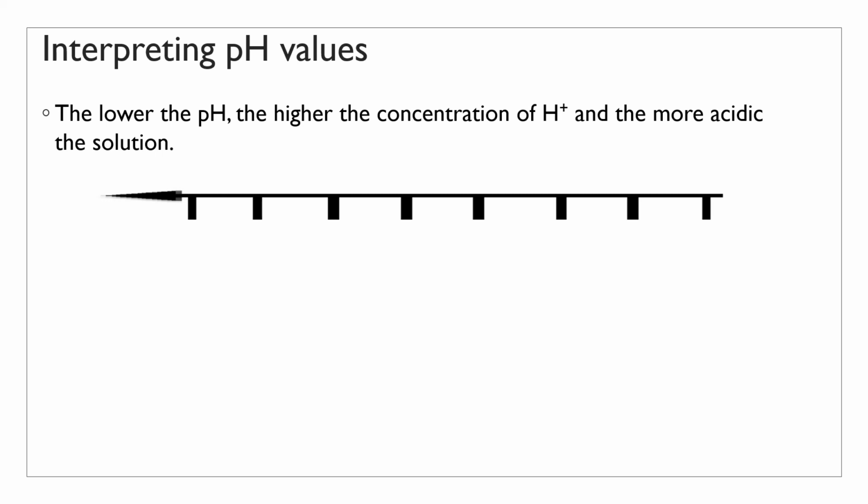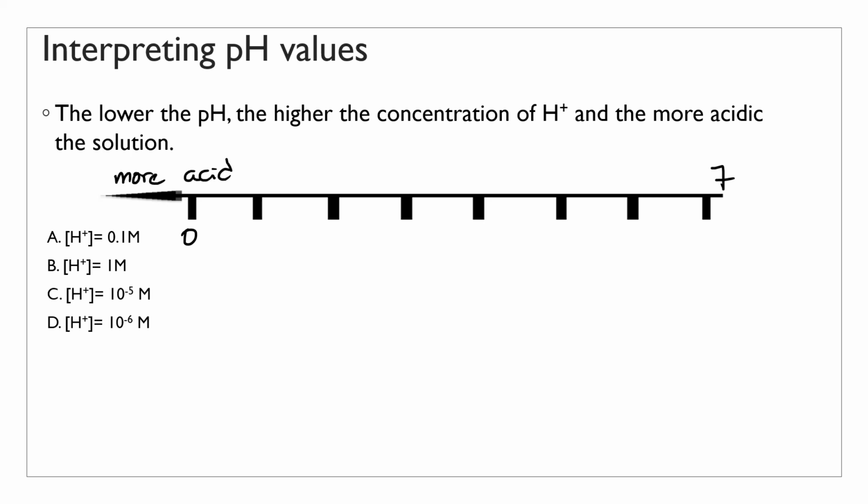So if you have a pH scale, and let's say 7 is neutral, so if you're going this way, and let's say that's 0, then it's going to become more acidic as the solution gets closer to 0. So you have two different solutions here, and even if you don't know the exact pH, you should be able to work out which one is going to have the highest and the lowest pH.